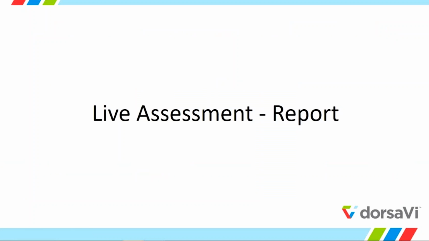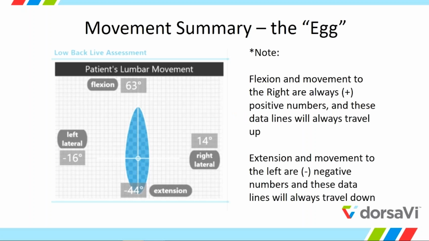Okay, I want to dive in and go right into looking at the lumbar live assessment report. So the first page, we have the summary of their movement. This is my example. I'm an ex-gymnast. This is a little bit more extension than you would normally see, but we call it the egg because normally there's a bunch of flexion, a little bit of extension, and then equal amounts of side bending, and it looks like an egg.